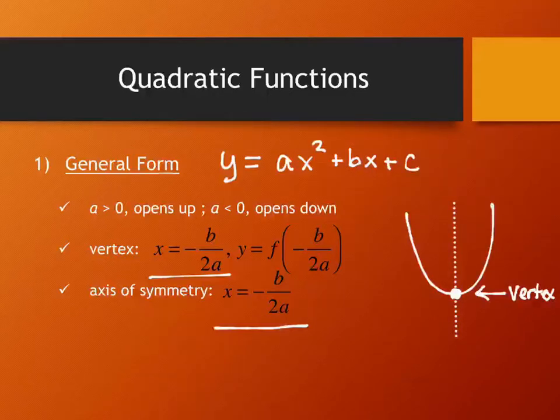The first thing we're going to do in this section is identify these kinds of features of a parabola or of a quadratic function. We're going to identify the vertex. We're going to identify the axis of symmetry. We're going to decide, does it open up or does it open down? Okay?